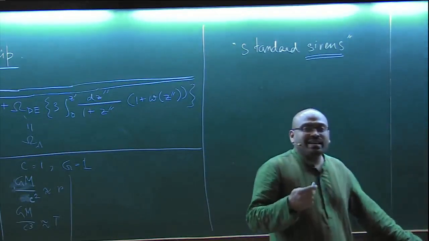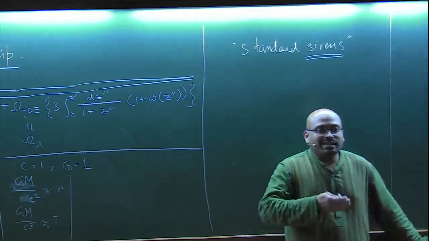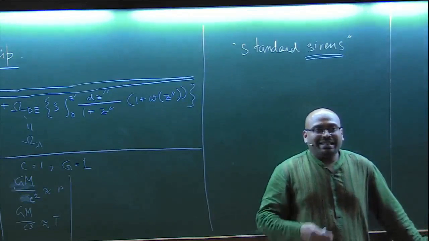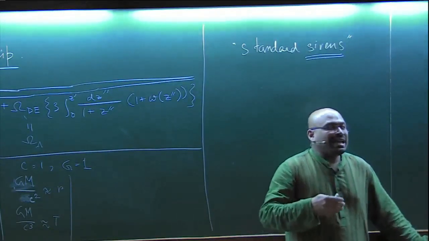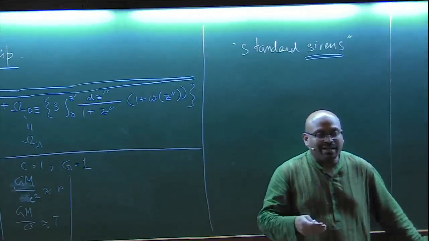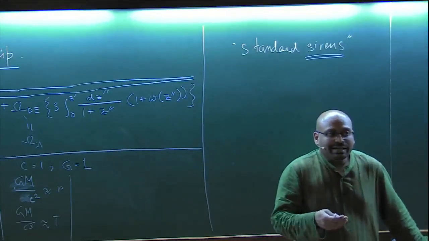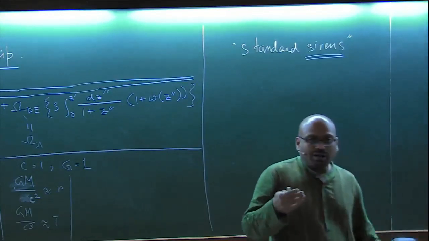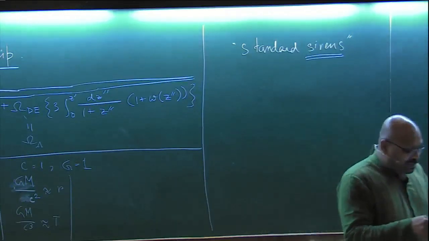Similarly, there can be signatures in the population. You can expect neutron stars to have a certain distribution in their intrinsic parameters. If you end up measuring a different distribution, then from that distribution you can infer what the redshift of this system is.